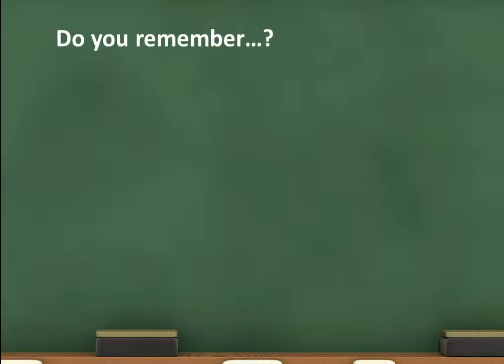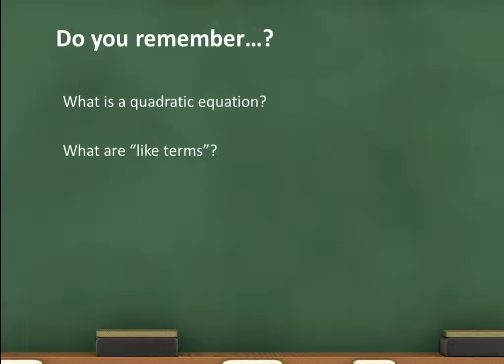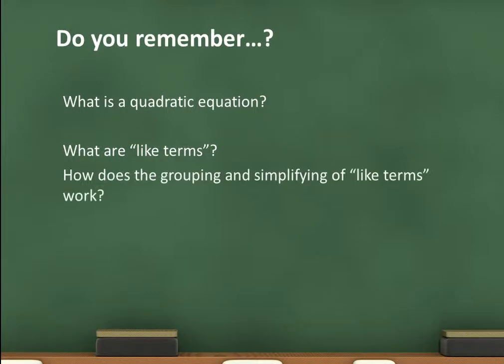Do you remember what is a quadratic equation? What are like terms? How does the grouping and simplifying of like terms work?